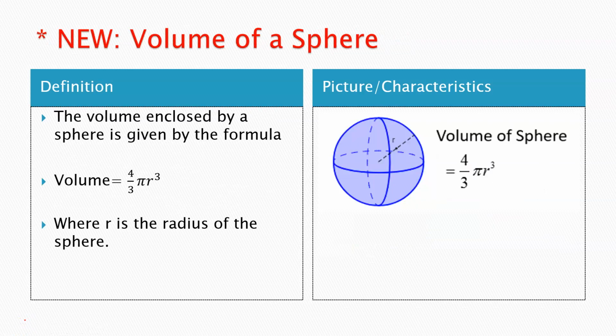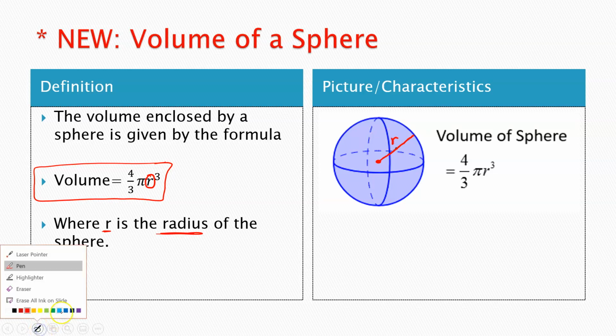So what is the new one for today? Volume of a sphere. The volume enclosed by a sphere is given by the following formula. This is the formula: 4 over 3 pi r to the third power. And again, r is still, just like before, going to represent radius. R is still the radius from the center of that sphere all the way out to one edge or the outside surface of that sphere. That is what we consider the radius.